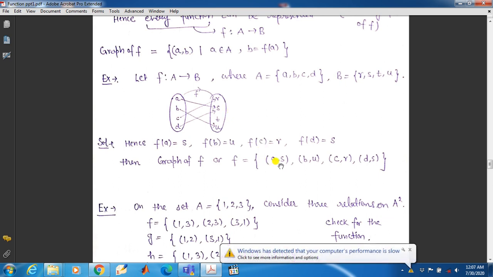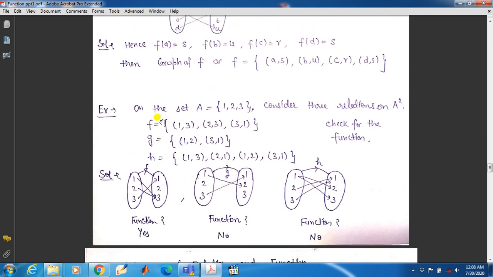Where a is mapped to s, that means (a, s), the first term. Second, (b, u). (c, r) is the third element, and (d, s) the fourth element. So this is the representation of the function in terms of relation. So we can write down the function in terms of relation also.